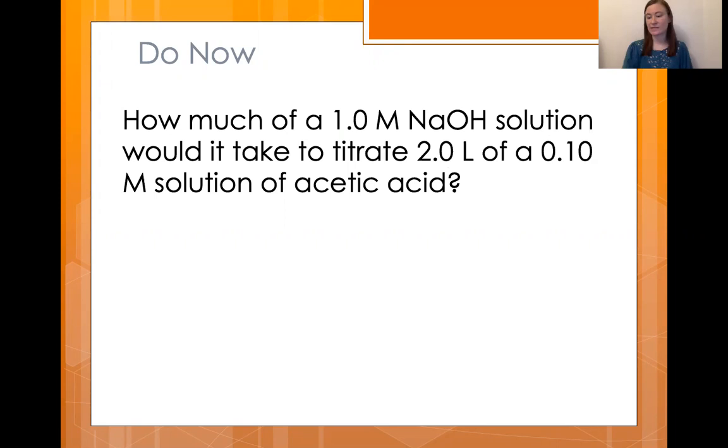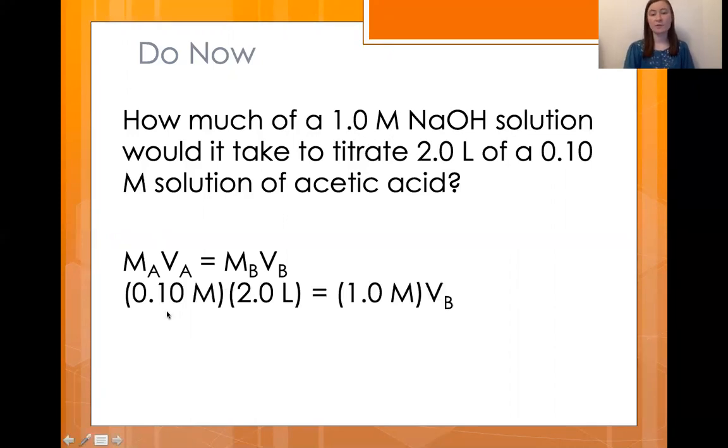So we can go ahead and use the titration equation, right, which tells us that the molarity of the acid times the volume of the acid is going to equal the molarity of the base times the volume of the base. We know the molarity of the acid, it's 0.1 molar, and the volume is 2 liters. And we know the molarity of the base, but we don't know the volume of the base.